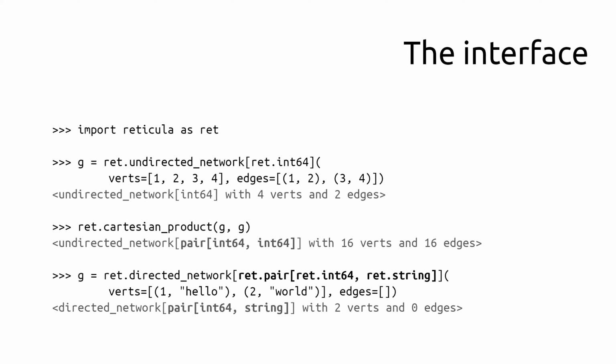Also, you might have noticed these brackets in front of these types. This is basically specifying what the types of vertices in these networks are. So here, for example, we're defining an undirected network where vertices are integers.